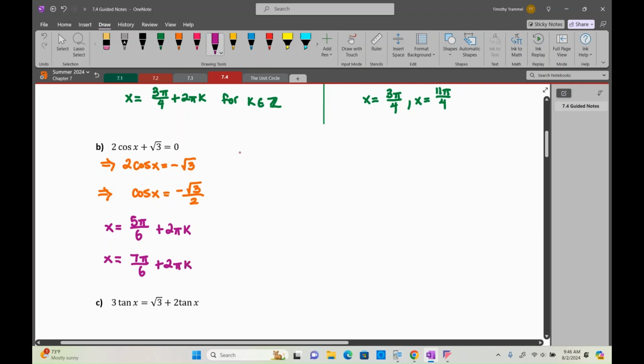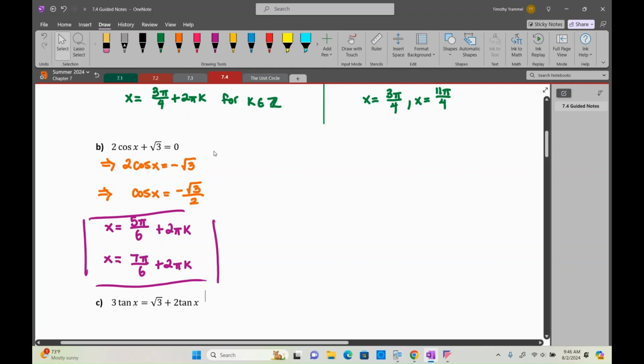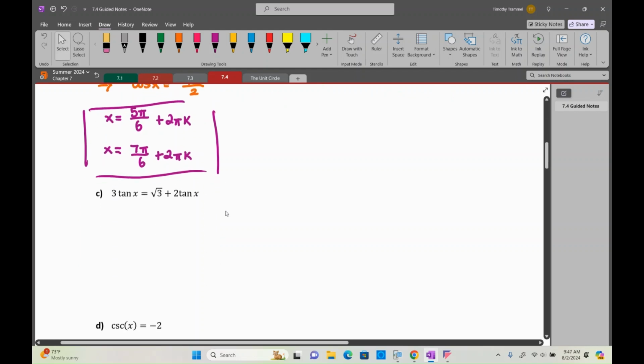There we go. So these two formulas here represent all the solutions to this equation. Remember that plus 2 pi k is just saying that not only does 5 pi over 6 and 7 pi over 6 work, but anything that's coterminal with them will work as well. All right.